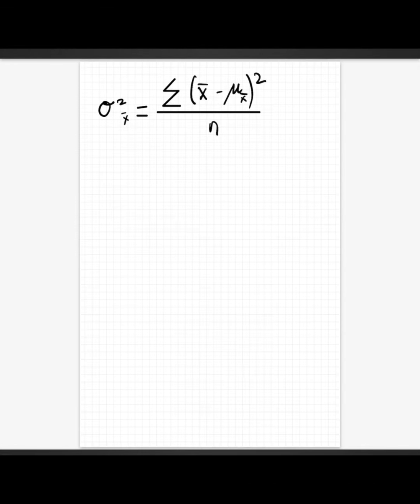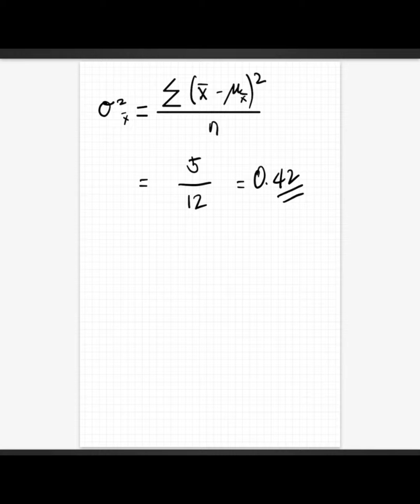Now, we are ready to calculate the variance of the sampling distribution of means, using the formula sigma squared sub x bar is equal to the summation of the quantity x bar minus mu sub x bar, quantity squared, over small n. The summation of x bar minus mu sub x bar squared is 5, divided by n, where n is equal to 12. And that is equal to 0.42, or 42 hundredths. And that is the variance of the sampling distribution of the means.